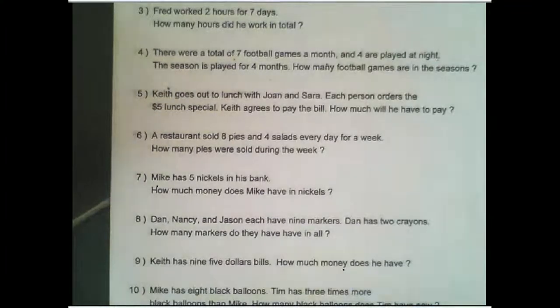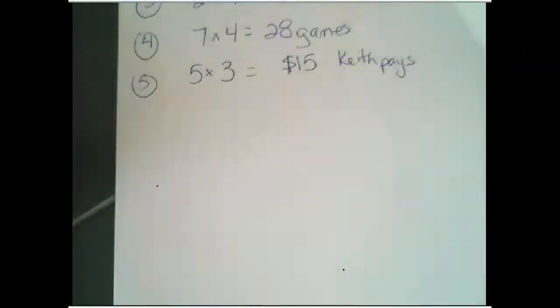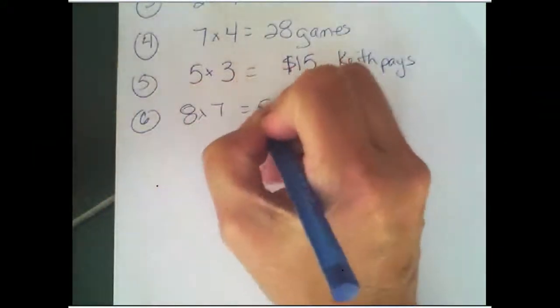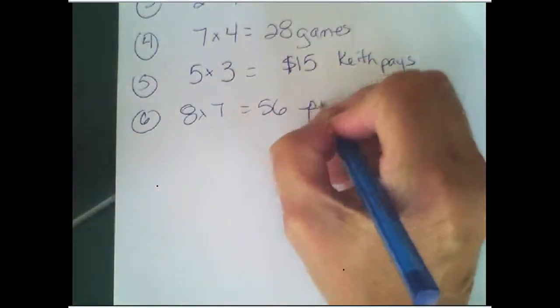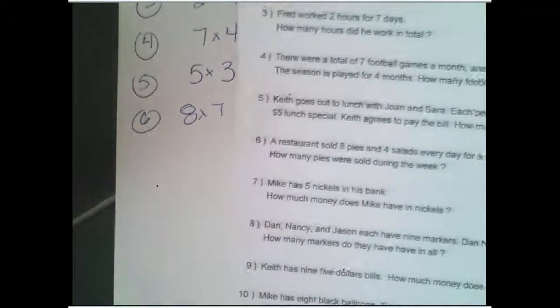So we're going to look at 8 pies for each day. 8 pies times 7 days is going to give us 56 pies. If I asked you how many salads, you would have said 4 times 7 and gotten 28.